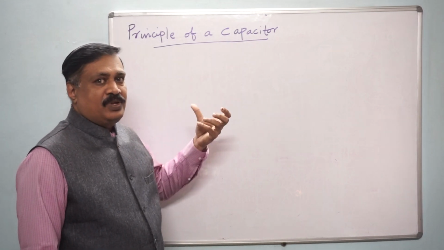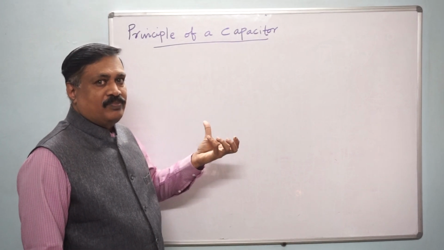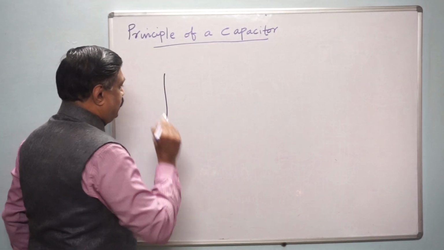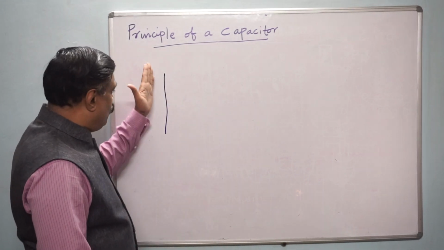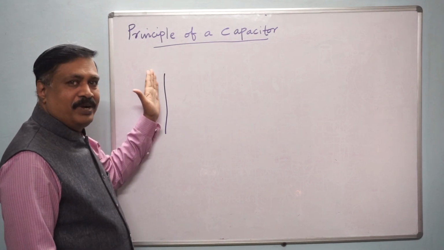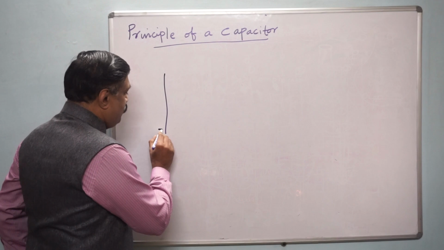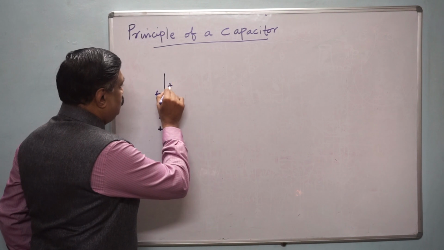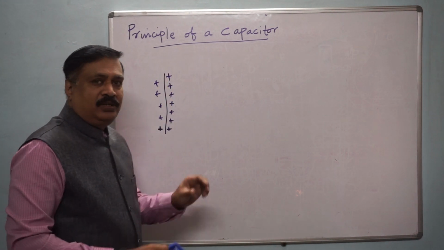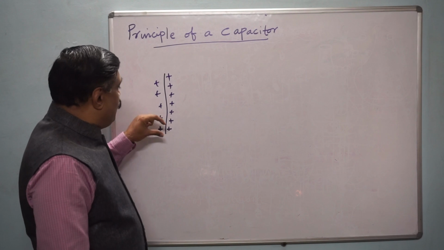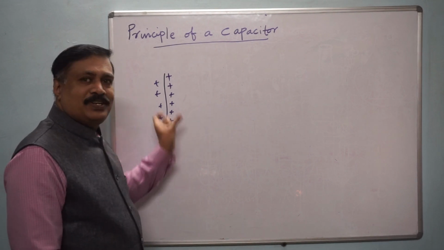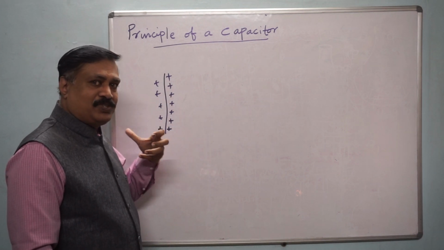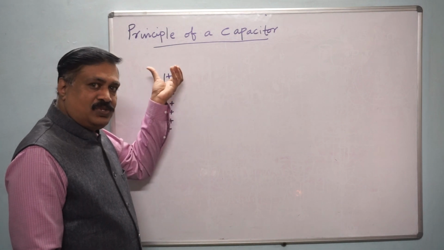Now we are going to see how a charge can be stored in a device. For this, let us consider one conductor. This is one metal plate. Now we are giving some positive charge to this plate. And please mind it, we have to give maximum positive charge to this so that it cannot take any further.